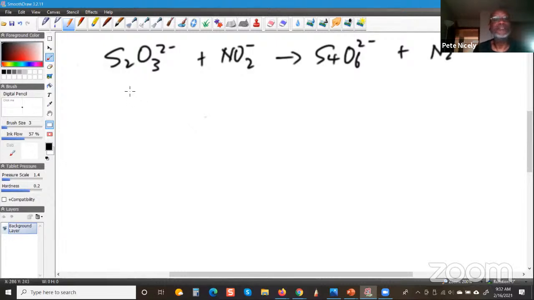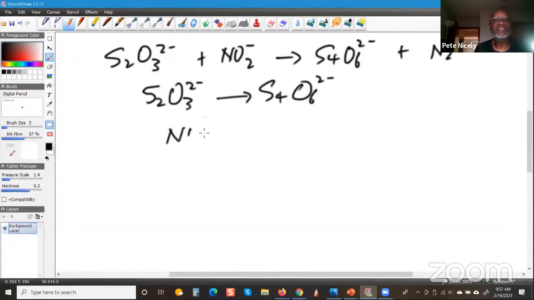So if you recall, the very first step in this process is that we separate this equation into two half equations. So one of the half equations would be this one. And the other half equation would be, I'm sorry, NO2 minus to form N2. All right. And then the next step is that we balance all atoms excepting oxygen and hydrogen in the traditional way, which means that in this case, we have to balance the sulfur here by putting a 2 here. And in this case, we balance the nitrogens by putting a 2 here.